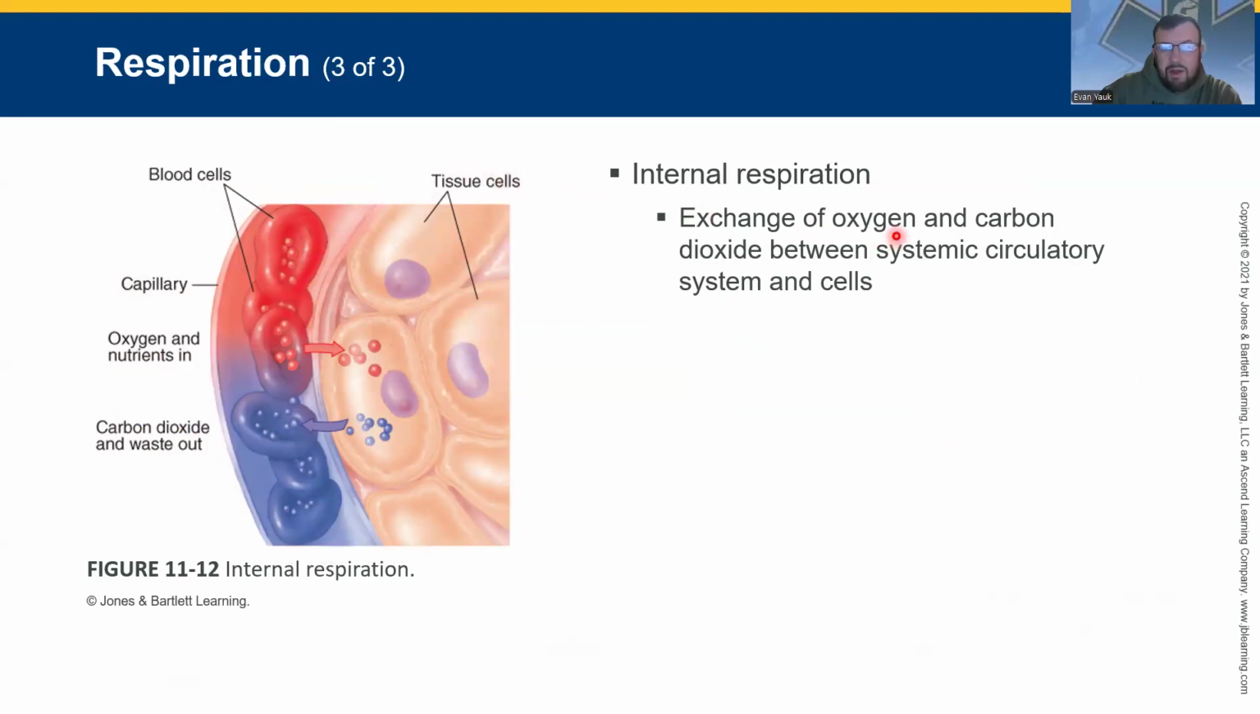Internal respiration is the exchange of oxygen and carbon dioxide between systemic circulation and cells. So oxygen and nutrition are going into the tissue and cells. We're in a capillary, right? Oxygen goes into the cells, and that used up carbon dioxide is leaving the cell, hitching a ride back to the alveoli, where it can then be offloaded and we breathe it out.